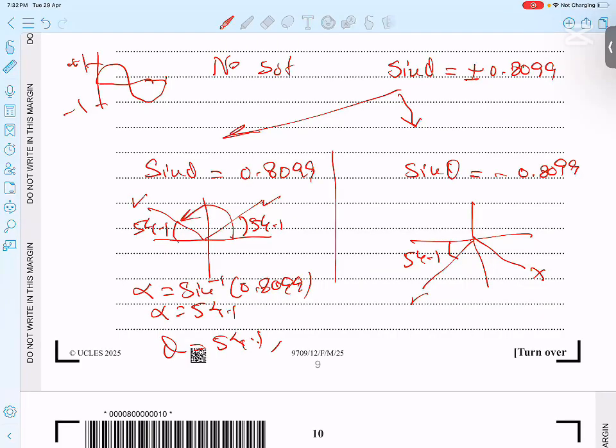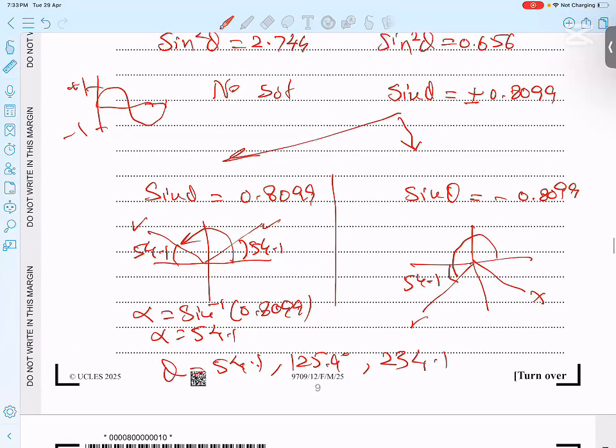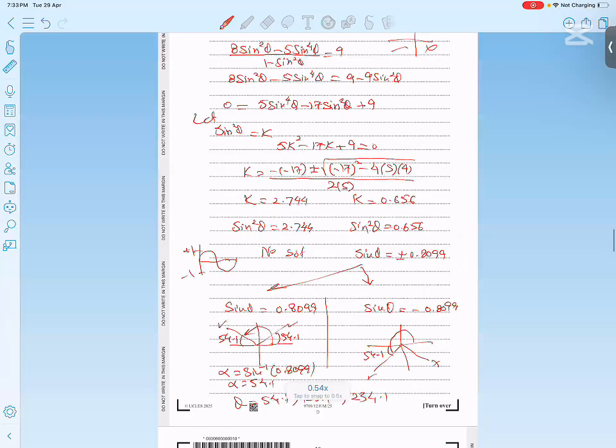And what is from here till here? Let's see the second one: 180 minus that answer. We got 125.9 degrees. And 180 plus 54.1, we got 234.1. So if we look at it carefully, we got three answers. I hope the point is very clear, and this question is also clear.